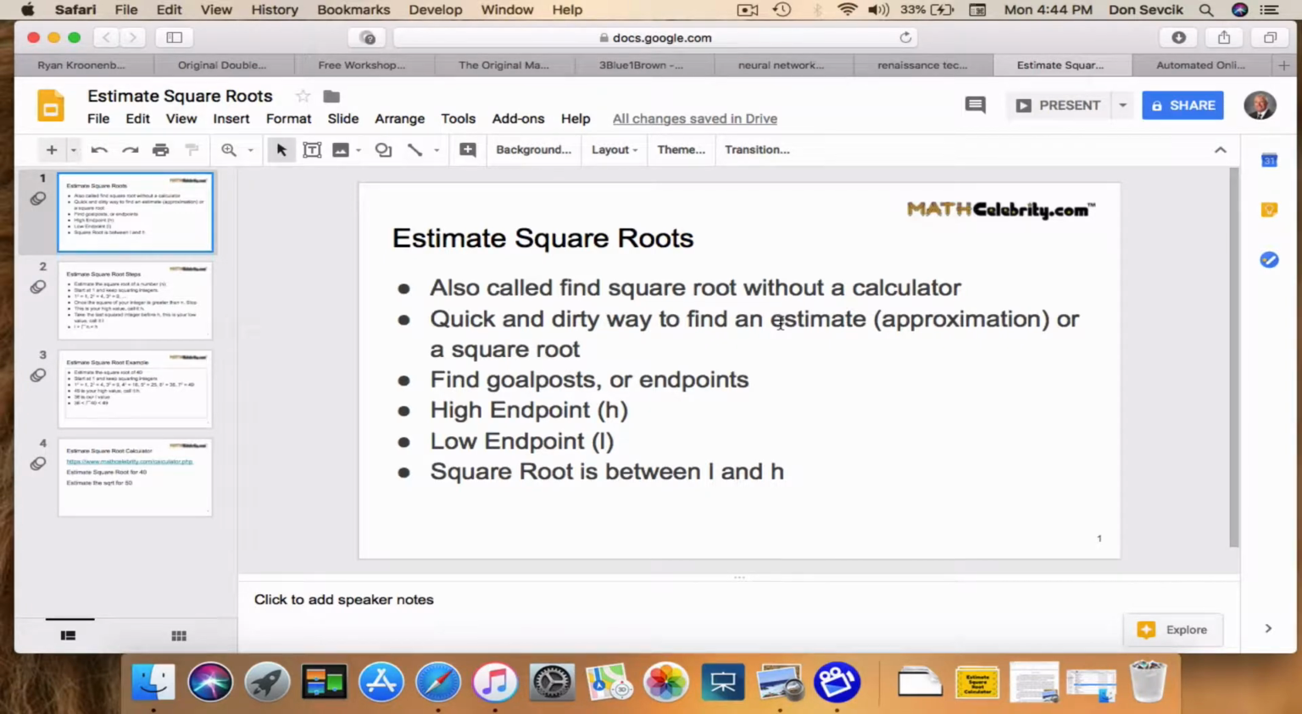Question for you. How would you like to find out how to estimate square roots in the next 2 minutes without using a calculator? If that sounds good, let's get started. My name is Don Sevcik, founder of Math Celebrity, and I'm going to show you in 2 minutes how to estimate a square root without a calculator.